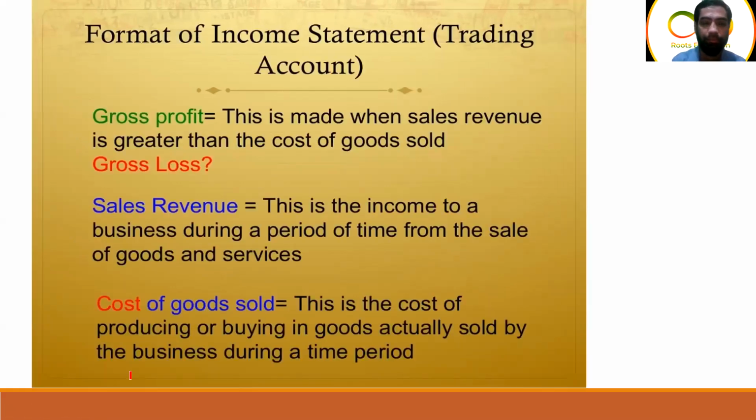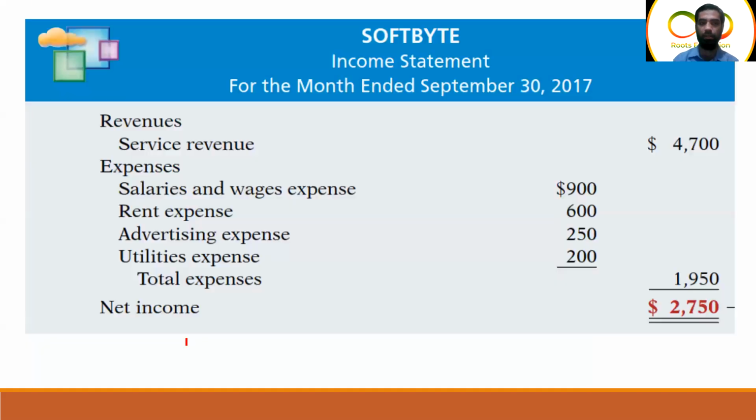All right, so what is the definition of these terms that come in the profit and loss statement? The gross profit is when the sales revenue is greater than the cost of goods sold, and the sales revenue is the income that we get from the sale of goods and services. As we have seen, it's the multiplication of the amount of products sold and the selling price. The cost of goods sold is the cost of producing and buying the products that have actually been sold.